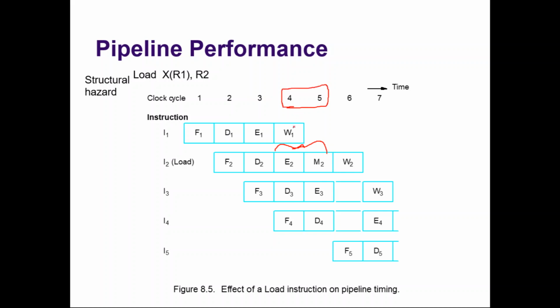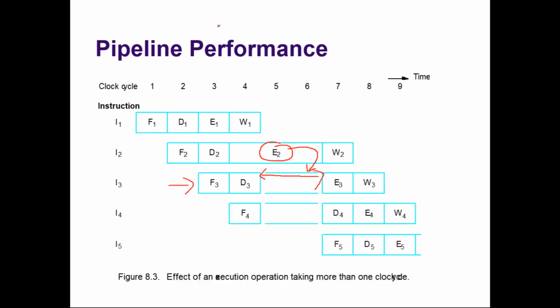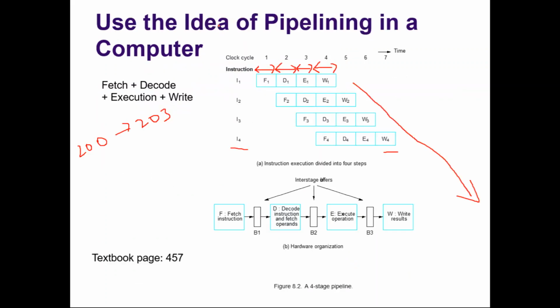During the fourth clock cycle, the sum of x plus r1 is calculated. During the fifth clock cycle, the content of x plus r1 is fetched. And during the sixth clock cycle, if you recall the stages diagram, there is a buffer. So during the fourth clock cycle, that address, the sum of x plus r1, was calculated. During the fifth clock cycle, that content was fetched and kept in buffer B3.